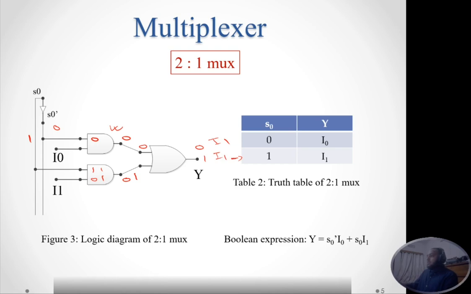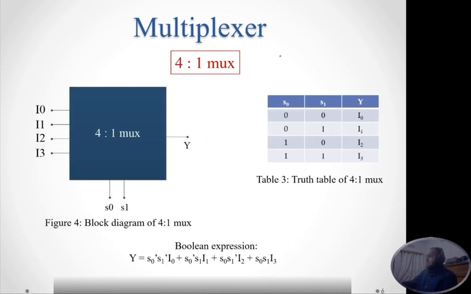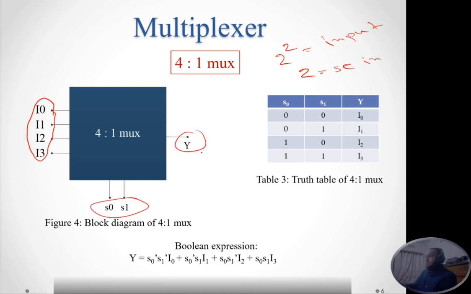So for the second pattern, we always get the output as I1. Similarly, for 4:1 mux, we have 2 to the power 2 input lines. That means we will need 2 selection input lines for selecting one input from multiple inputs. So this is our block diagram where we have 4 input lines, 2 selection input lines, and 1 output.